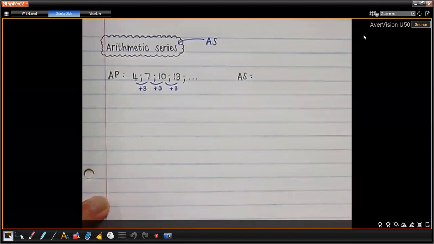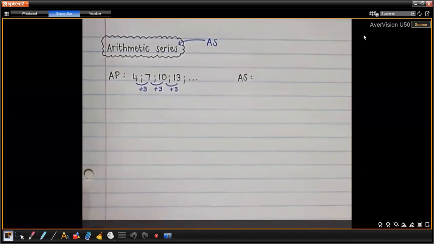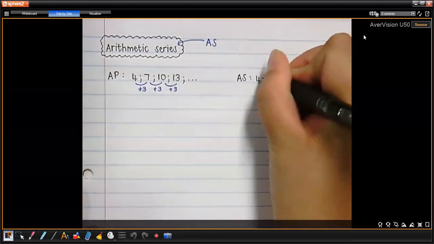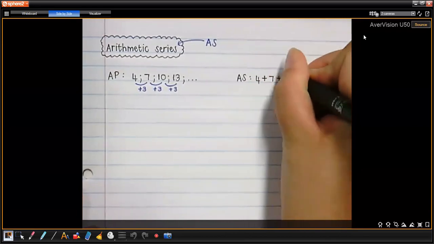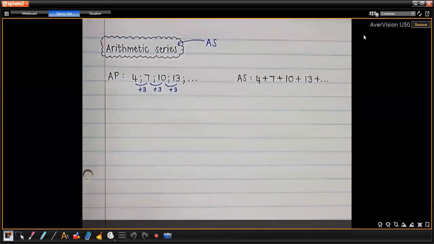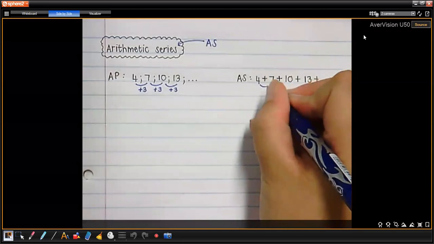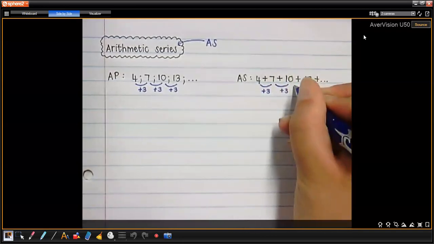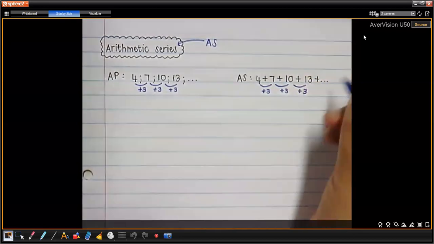Now, an AS has the same property. We also have a constant first difference with an AS, with an arithmetic series. But the difference is when you have a series, you're actually adding the terms together instead of just listing them. All right, so it's the same thing. We still have a difference of 3 from one term to the next, but now when we add them together, we call that a series. So that's plus 3. From 7 to 10, that's plus 3. From 10 to 13, that's plus 3.